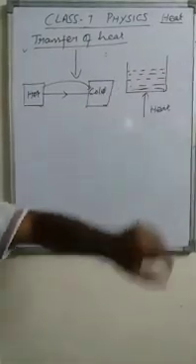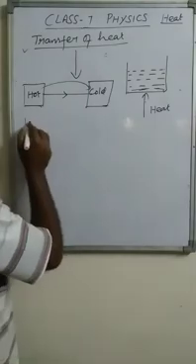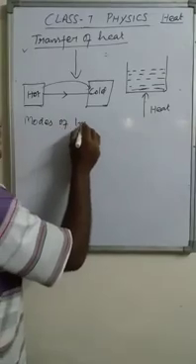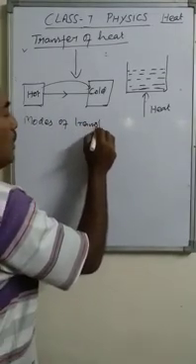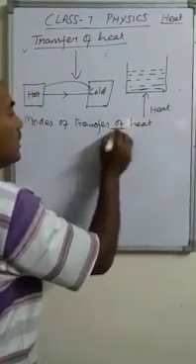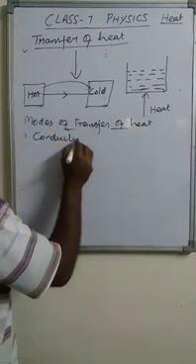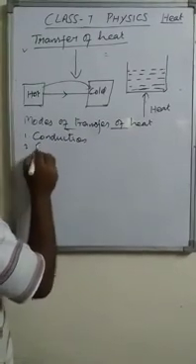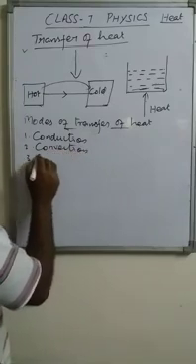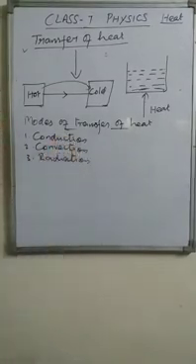Here, to transfer the heat, there are three methods. We call them the modes of transfer of heat. There are three modes of transfer of heat: conduction, convection, and radiation. These are the three modes of transfer of heat.